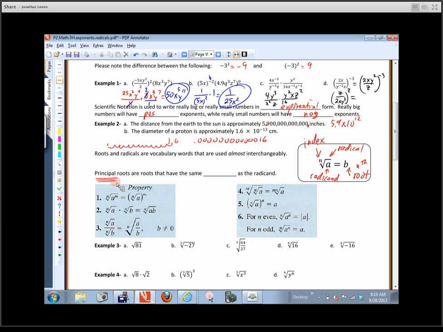Now, I learned something when I was reading this textbook. I've been spelling principal wrong for quite a while. I know what a principal root is, but I've been spelling it wrong. I use the other type of principal, so I got that figured out. Principal roots are roots that have the same sign as the radicand.